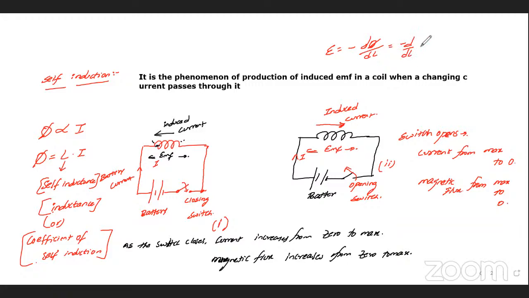Minus d by dt of L into I. L is always constant, so I remove L. It is L di by dt, which is your EMF. Okay. Now let's see a small case. If your current I is equal to 1 amp, then flux is equal to your inductance. The same thing, if di by dt is equal to 1 amp, then EMF E is equal to minus your inductance. Okay, please take it.